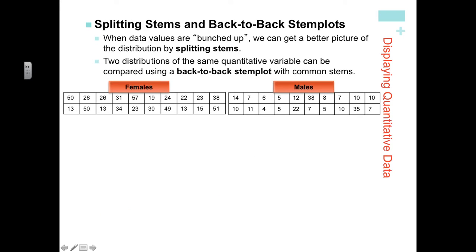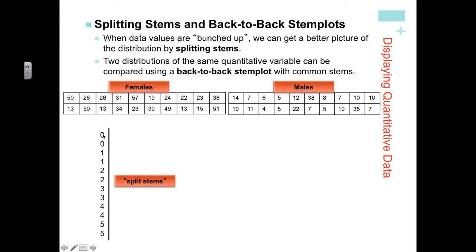So what I like to look at is what's going on here with the males. If I was to create a stem plot, these numbers are much closer together for the males than they were for the females. So what I would recommend would be splitting them here.